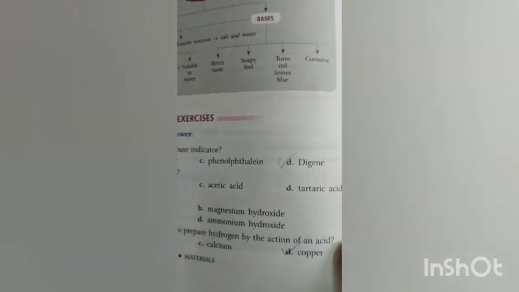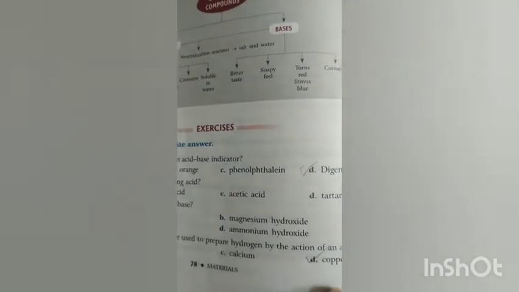Copper cannot be used to prepare hydrogen by the action of an acid. Right? Why? Because copper is a less reactive metal, students. Calcium is a reactive metal, but copper is a less reactive metal. Therefore, it cannot displace and liberate hydrogen. Right? So this is the answer of question number 4.